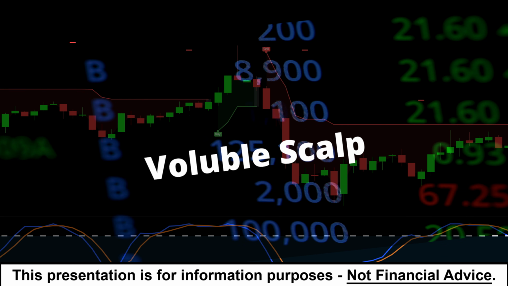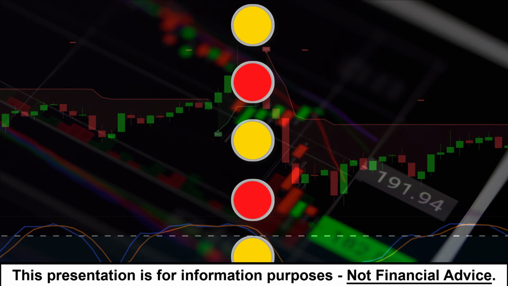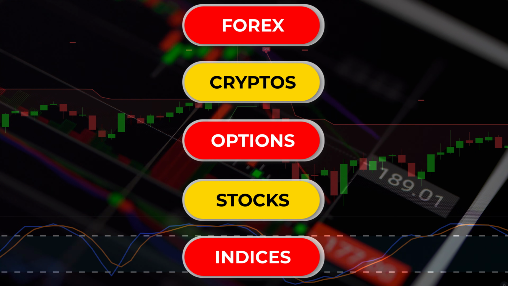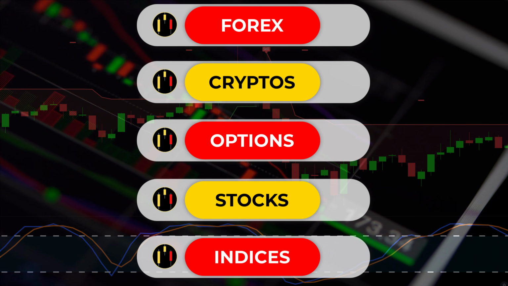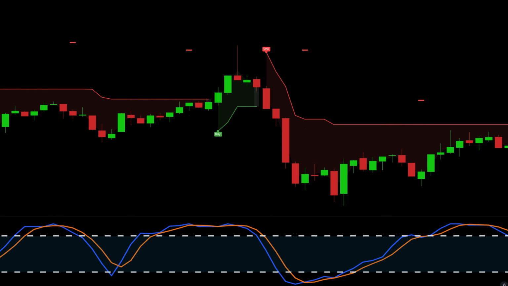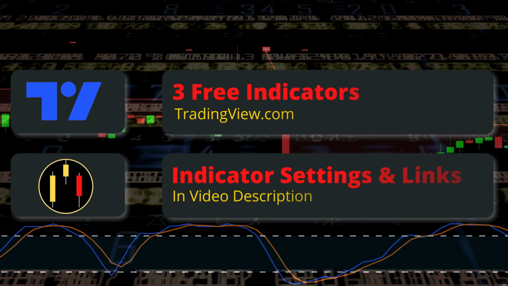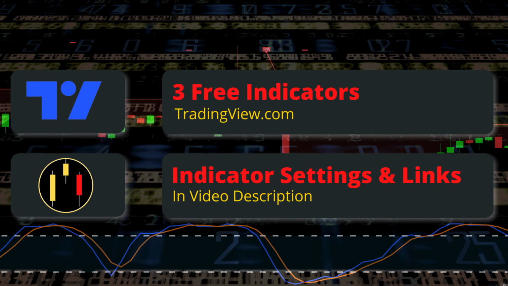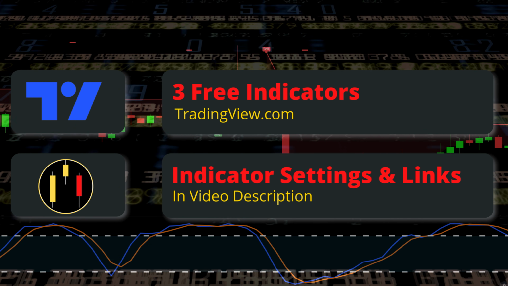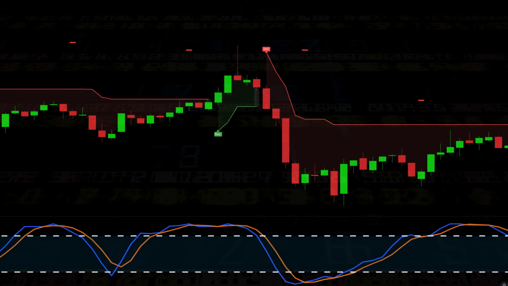I call this system the Voluble Scalp. And like most trading systems, it can be adapted to Forex, crypto, options, stocks, indices, or any instrument that has significant volume and market participants. This trading strategy utilizes 3 free TradingView indicators. As always, links and settings to all indicators are listed in the description.